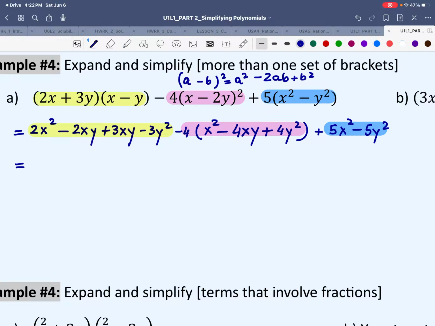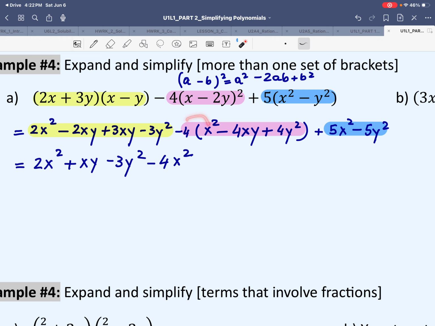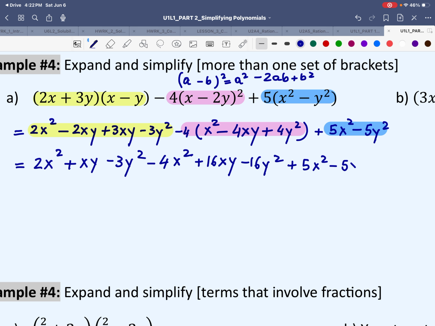Now we're going to try to simplify as much as we can. So negative 2xy and positive 3xy will make 1xy. So we'll simplify that, why not? And now it's time for us to expand in here. So please expand by multiplying by negative 4 every single term. So negative 4x squared. Now positive 16xy. And then negative 16y squared. And then plus 5x squared minus 5y squared.